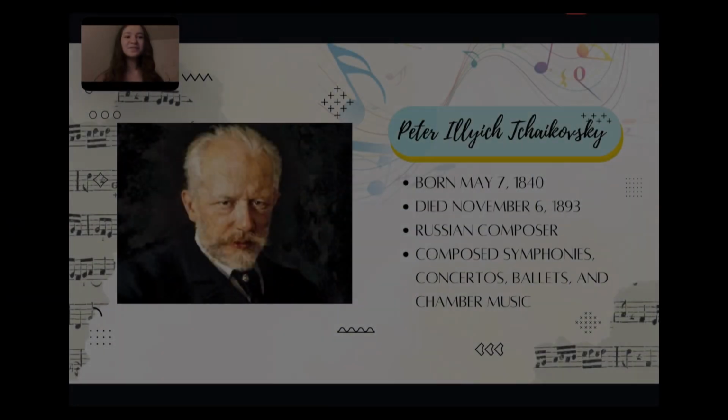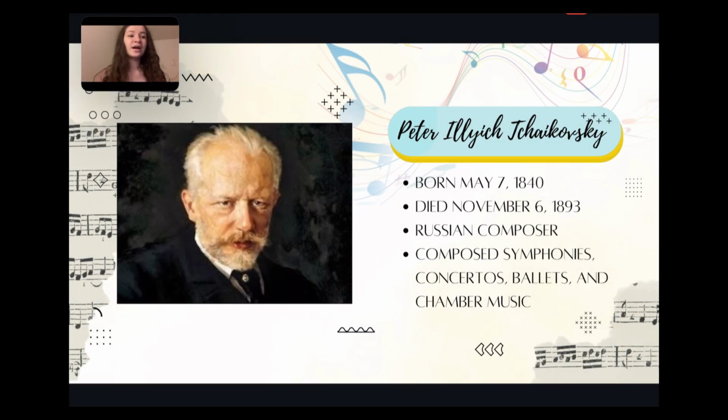And to close off this presentation, we have our little facts about Tchaikovsky. He was born on May 7th, 1840, and then he passed away November 6th, 1893. He was a Russian composer during the Romantic era, which we just finished studying. And then we have that he composed many symphonies, just like this one, Symphony Number 3.